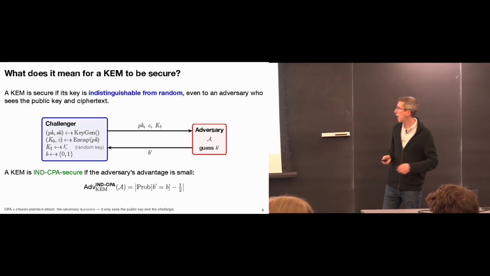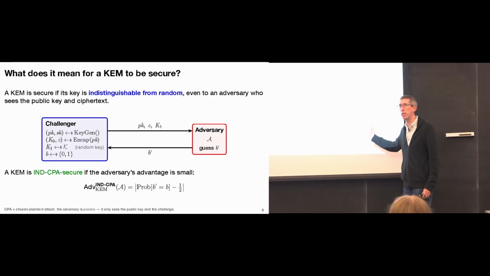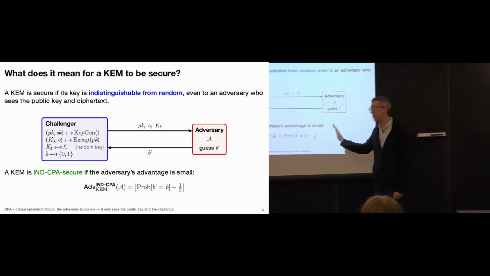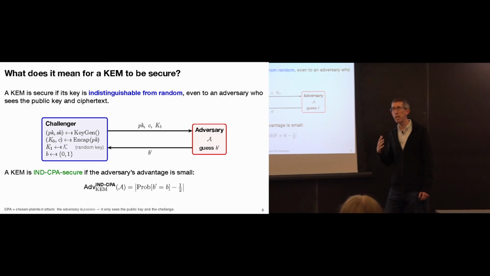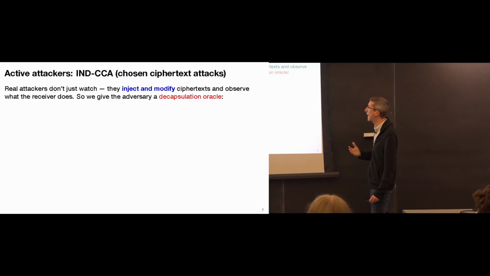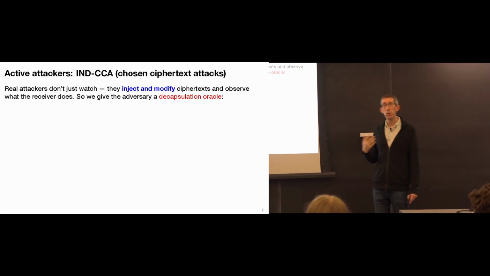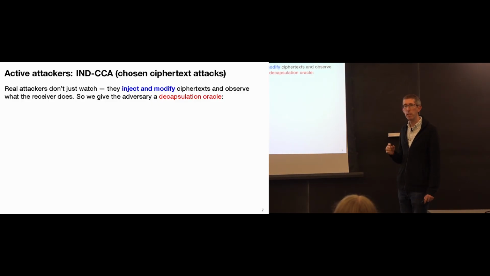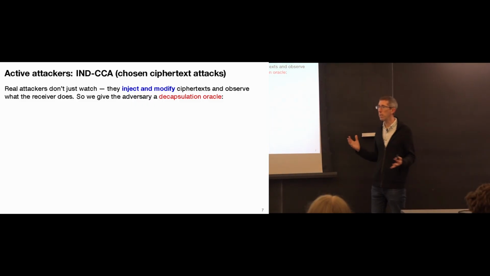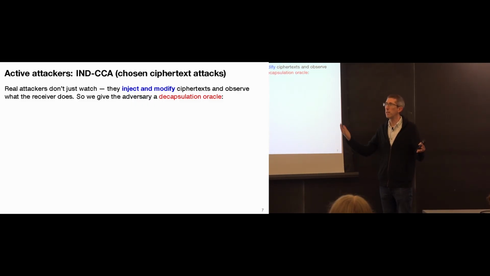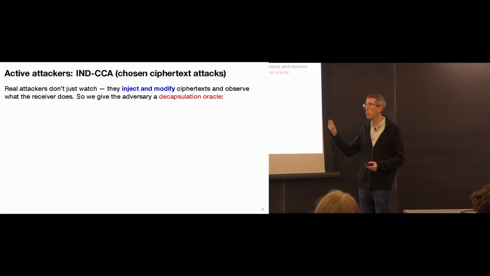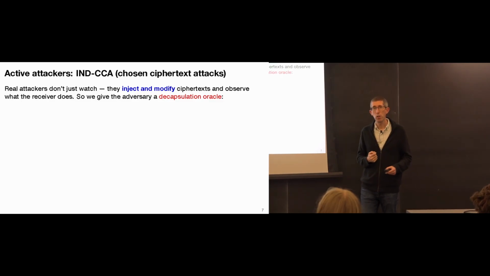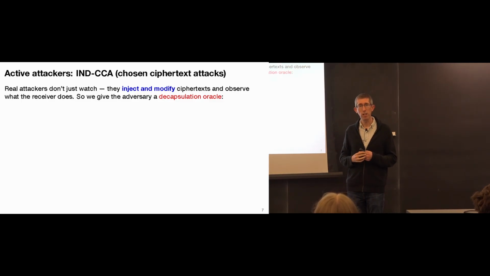So this is our base level of security for a key encapsulation mechanism, but it is only secure against a passive adversary. We want to imagine an adversary who can also interact with the system, an active adversary. This is where chosen ciphertext attacks come in. Because real attackers don't just eavesdrop, they modify or interact with the real parties. They send messages on the network to try to probe and break into a system. So we're going to want to be secure against an adversary who does that.